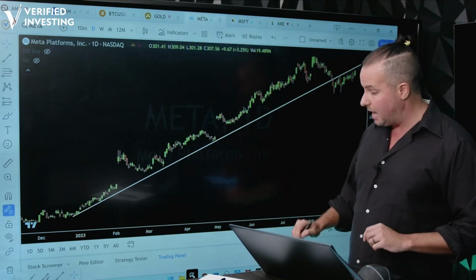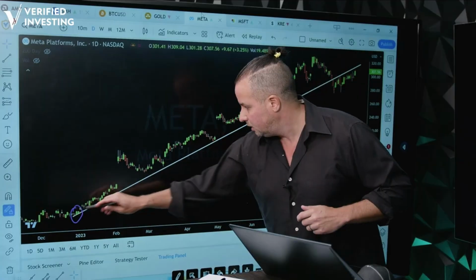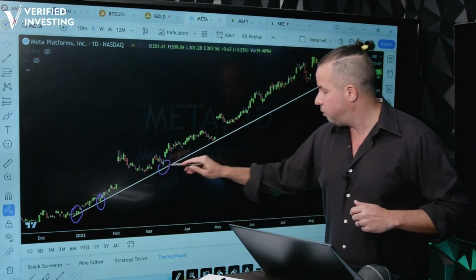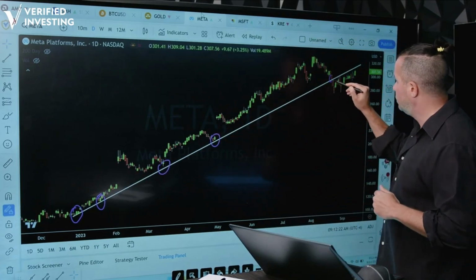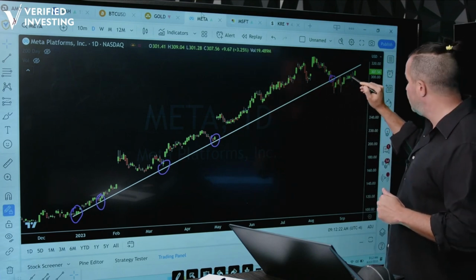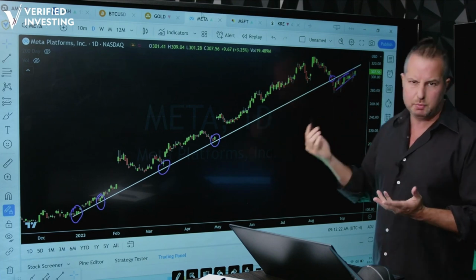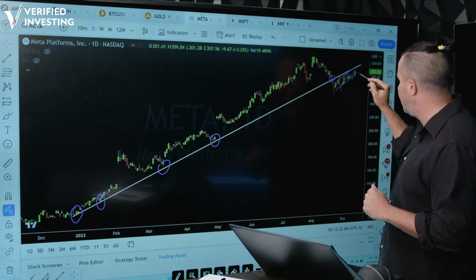If we go to Meta, look at this. Pivot point, okay, pivot point, pivot point, pivot point. Here's your last pivot point you just broke, and look, it's staying right below that trend line, okay? You basically have a bear flag in spirit of bear flag because it's not a 90-degree angle.